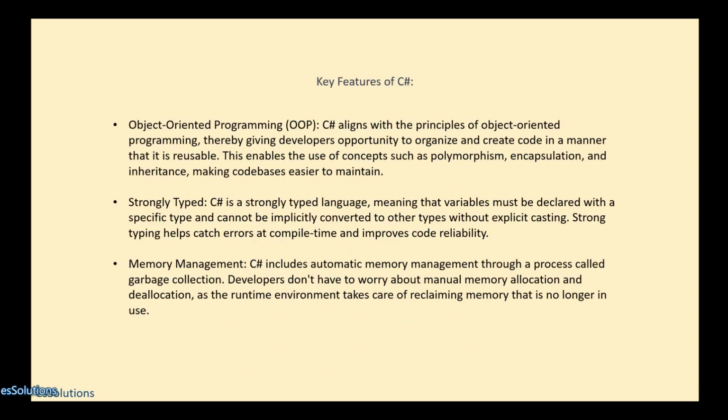Key features of C#. The first is that C# aligns with the principles of object-oriented programming, thereby giving developers the opportunity to organize and create code in a manner that is reusable. This means that concepts such as polymorphism, encapsulation, and inheritance, which make the code base easier to maintain, are applied in C#.